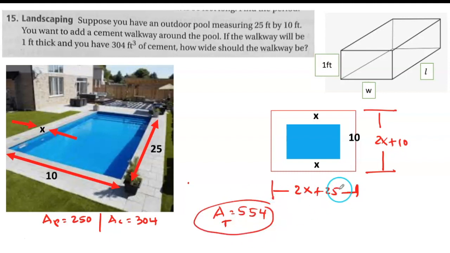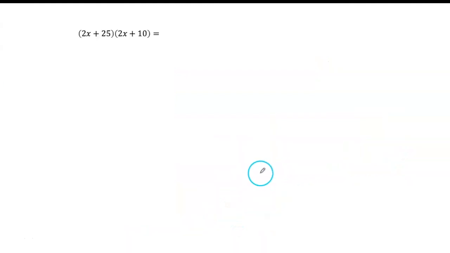So now I know I can get my equation. To get the area of this new pool with the cement, I do 2x plus 25 times 2x plus 10. And that's going to be equal to my total area, which is 554. So let's get to that. And this is going to be equal to 554. All right, now what do I do? I got to distribute this.